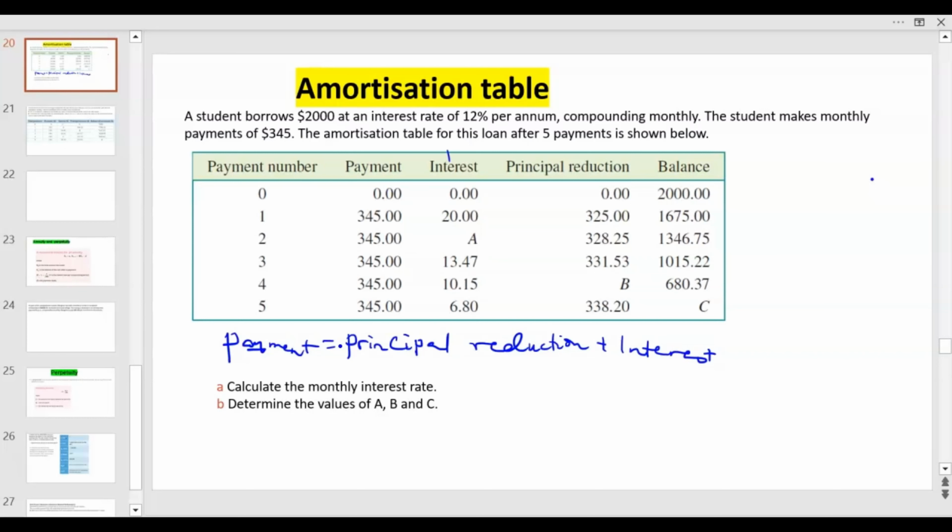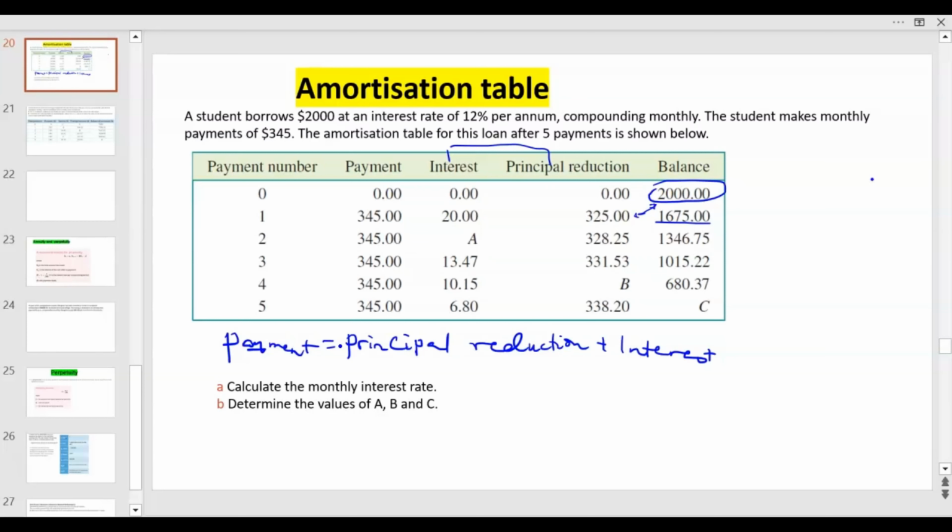So the addition of these two columns gives us the payment, what the payment should be. So this is the amount that was borrowed, and this is the balance. If you subtract this minus that, it gives us this number.